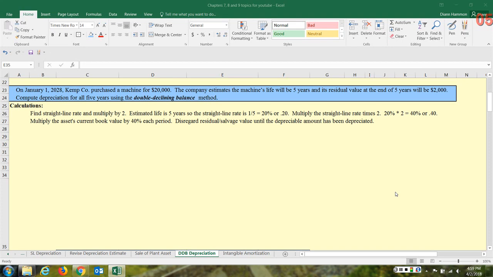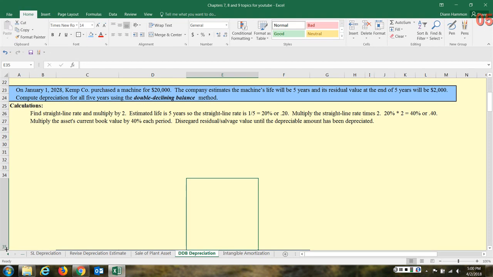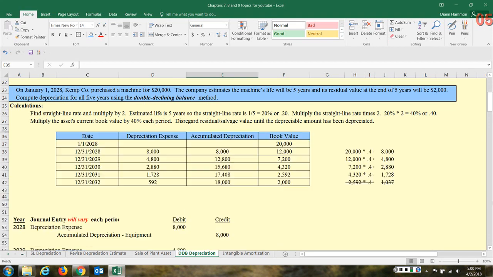So now what we want to do is multiply the asset's book value. Each year it's going to change. Multiply the book value by that 40% each period. We disregard the residual or salvage value until the depreciable amount has been depreciated. So usually that's very close to the end of the useful life. Let's look at what that is going to look like now. I have the full schedule prepared for you.